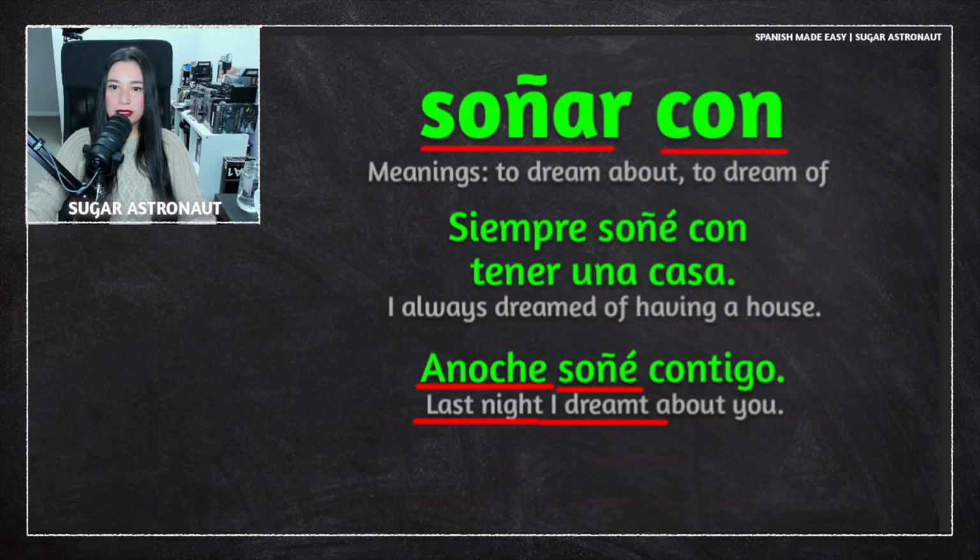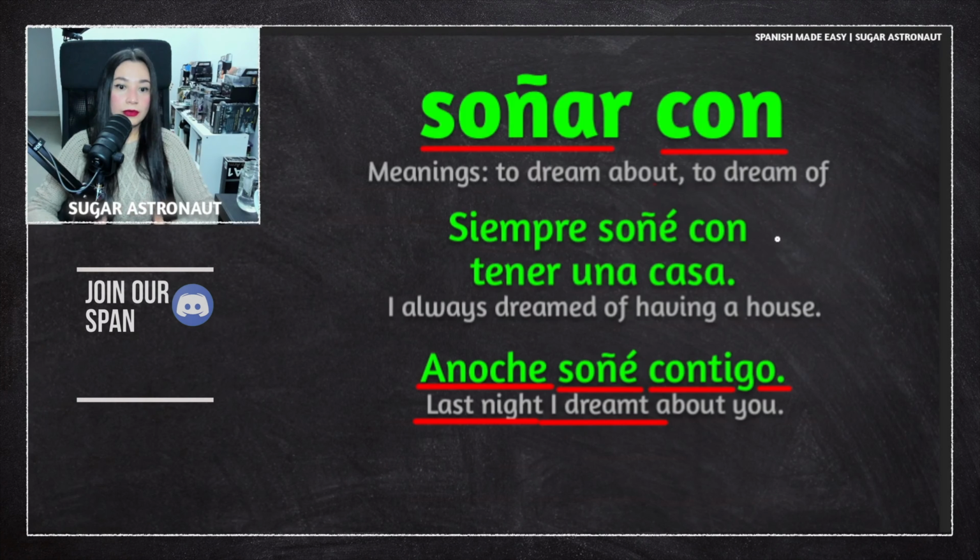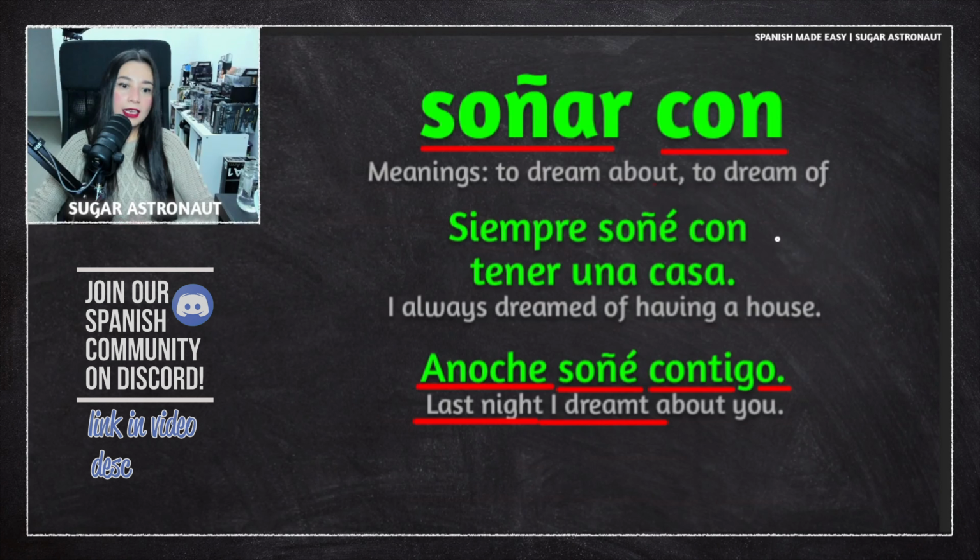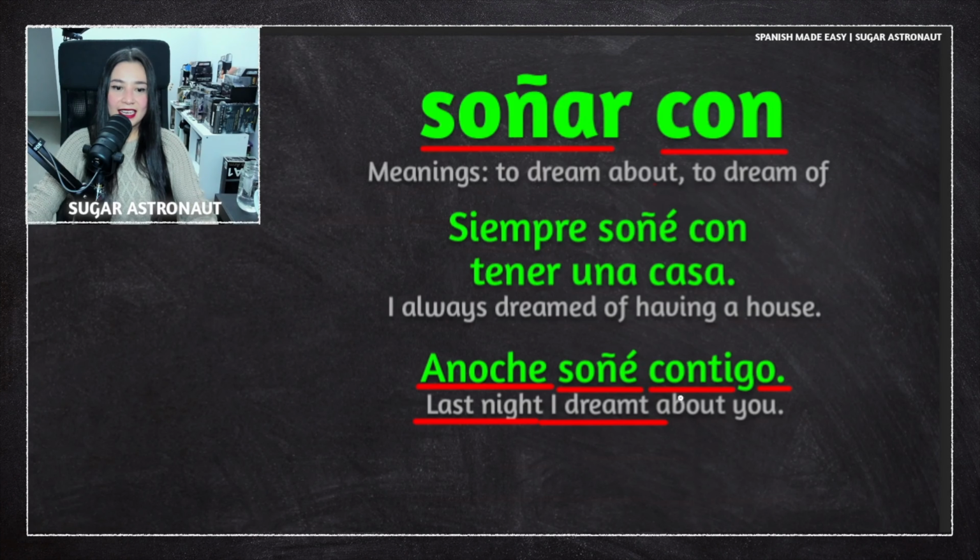Contigo. Remember, contigo means with you, okay, in Spanish. But when you want to use soñar con, and you want to say about you, to dream of you, to dream about you, then you need contigo. You cannot say con tú. You need to say contigo, even though it means with you. In this situation, soñé contigo. I dreamed. Sorry, I just forgot the pronunciation of the past tense of dream about you.